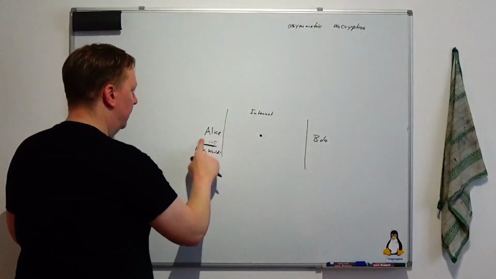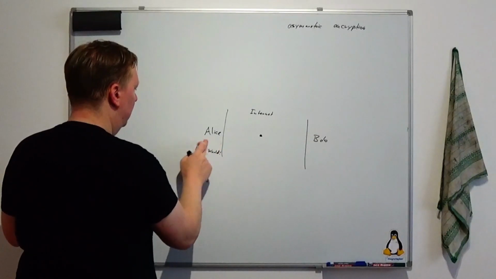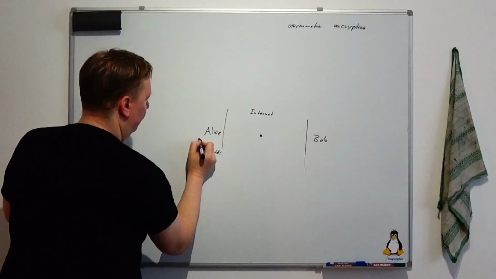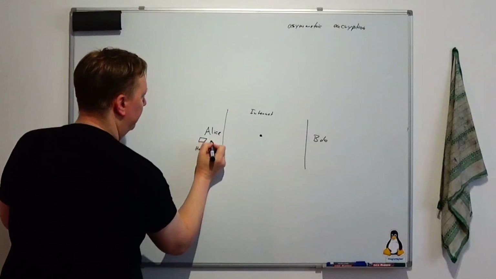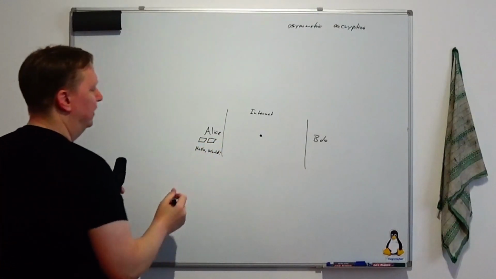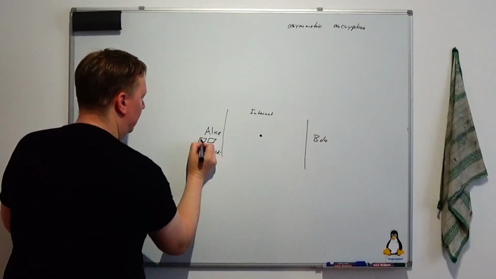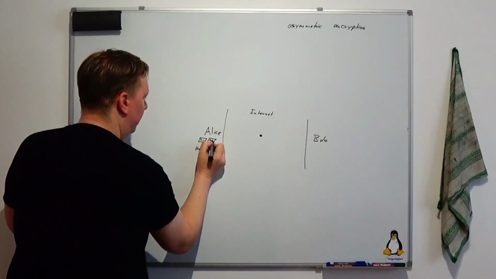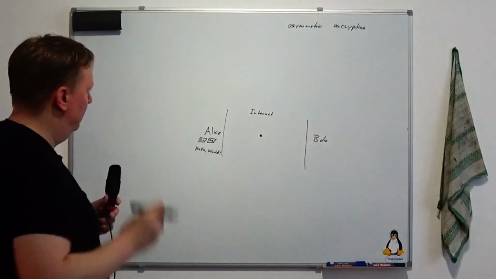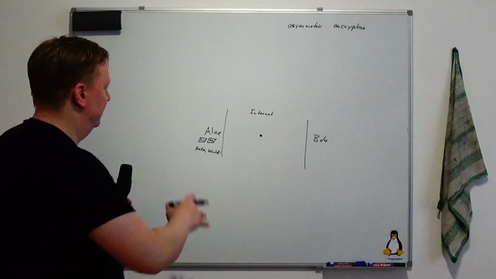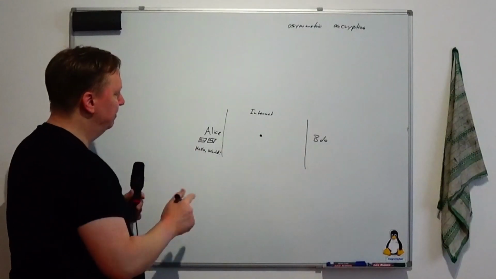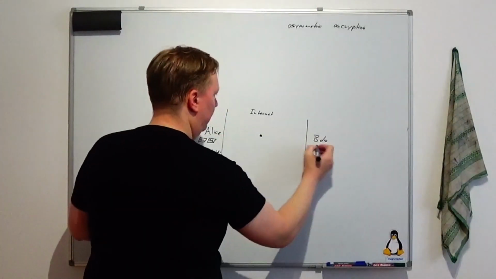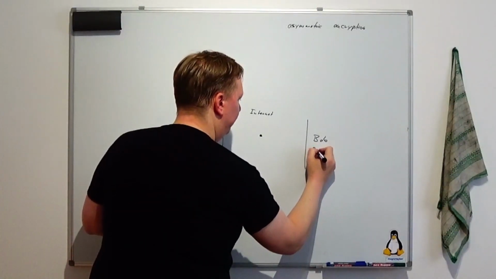Alice and Bob create two different keys, a so-called private and a public key. And the private and the public key have to be different. And you can just send the public key over to Bob.